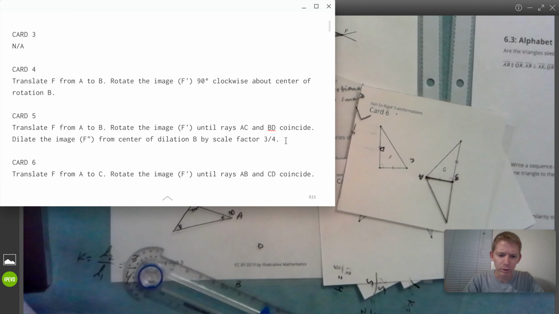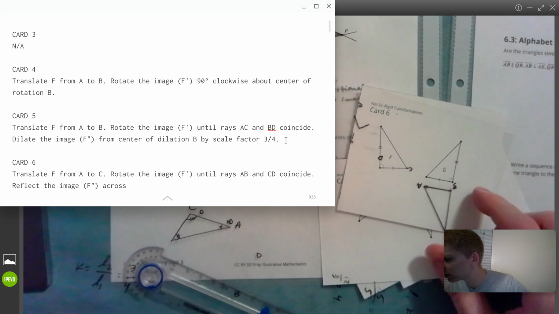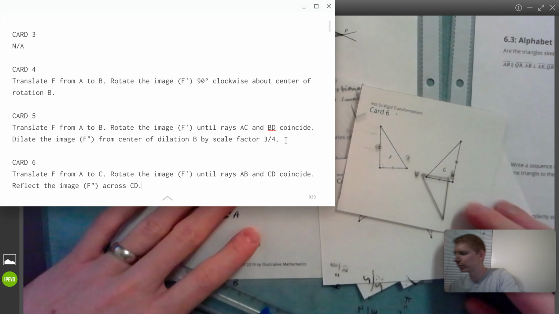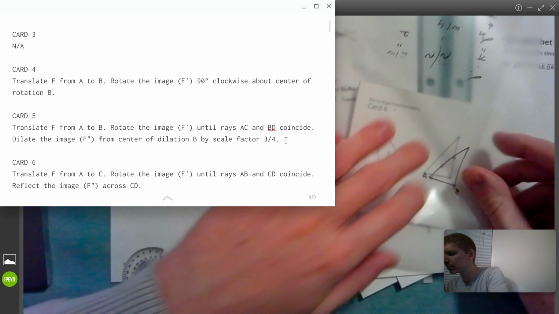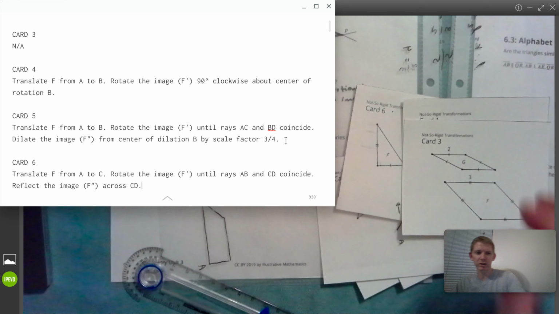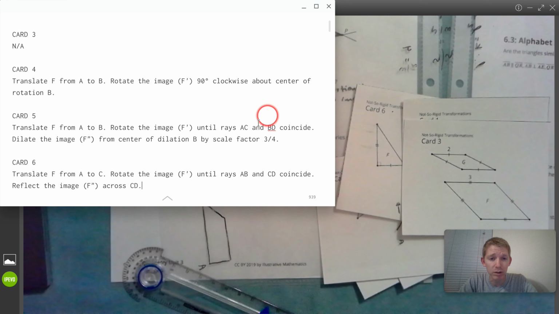And then we're going to reflect the image, which is now F double prime, across, and then this segment right here is CD. CD, like that. All right, that'll work. All right, we have successfully described the sequence of transformations that takes each original image, right, each F to G.